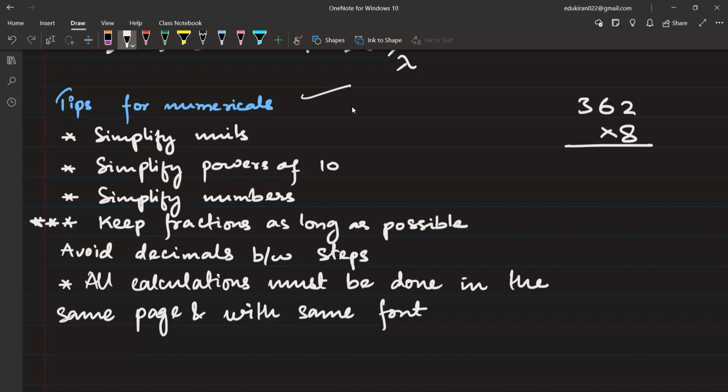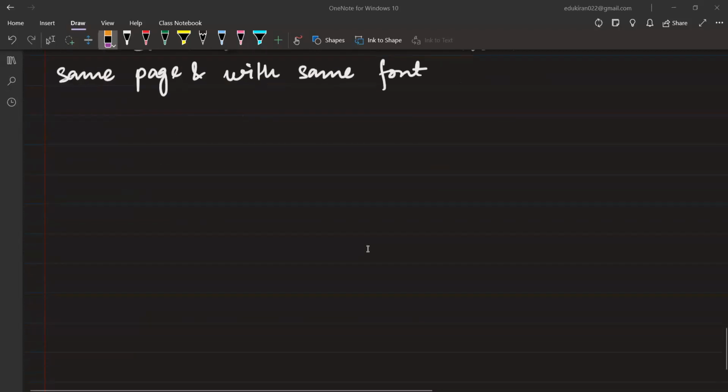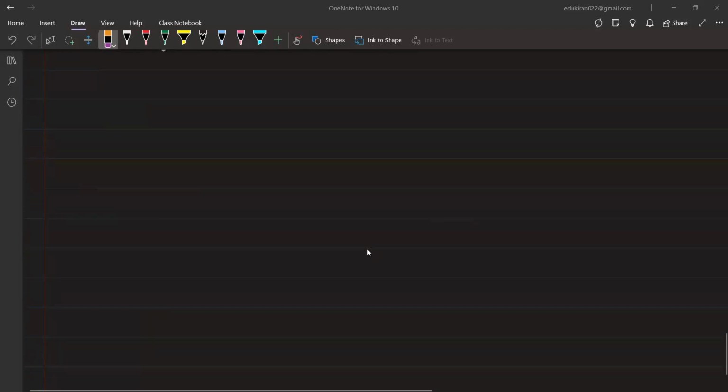So do things properly. Initially it is going to take a bit of time, but you are going to do so many numericals that the speed will come automatically. Okay, let's go. So these are the tips for numericals, in the sense of how to do calculations, simplify the units, simplify the powers. Slowly you will start. You don't have to rush things now. Okay, let's first of all write the first question. Write the first question.